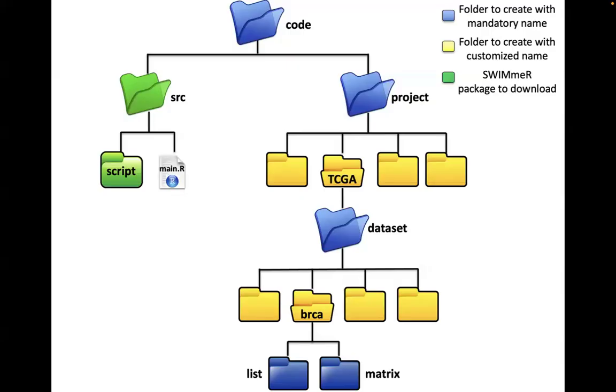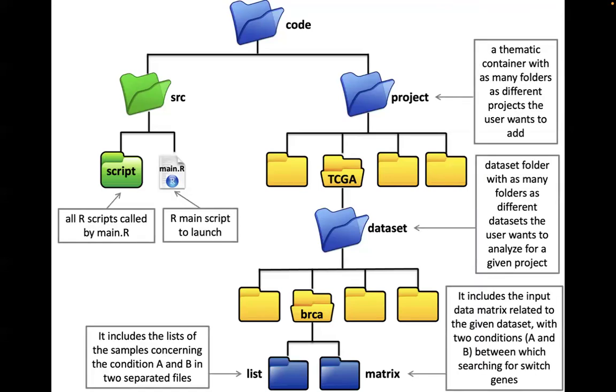the folder BRCA, or if you want to study prostate cancer, you can name these with the acronyms of prostate cancer, and so on. What is important is that inside each folder, for instance, BRCA, you have to create two folders with the mandatory names that are list and matrix. In the matrix, you have to put your gene expression data matrix, and in the list, you have to put two files with the list of the samples for each condition you have.